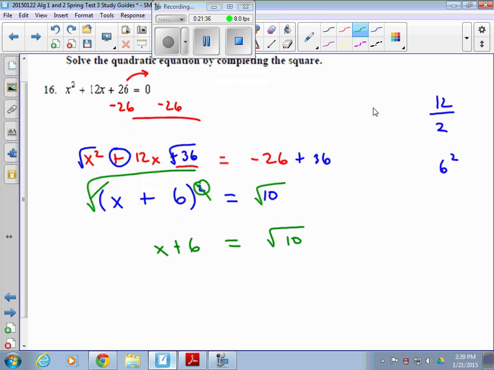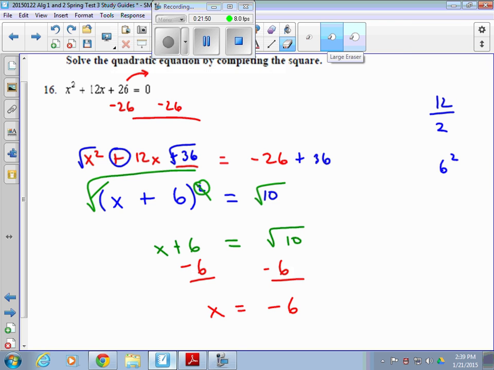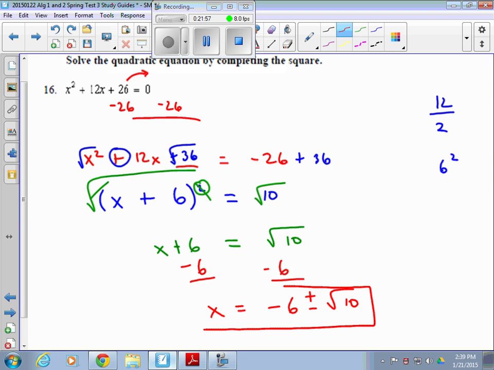From there, there's one more thing to do. Get rid of plus 6 by subtracting it. If you subtract it on the left, subtract it on the right. X equals negative 6 plus, or if you want to get fancy, you can write it as plus or minus the square root of 10, because it can be both positive and negative.